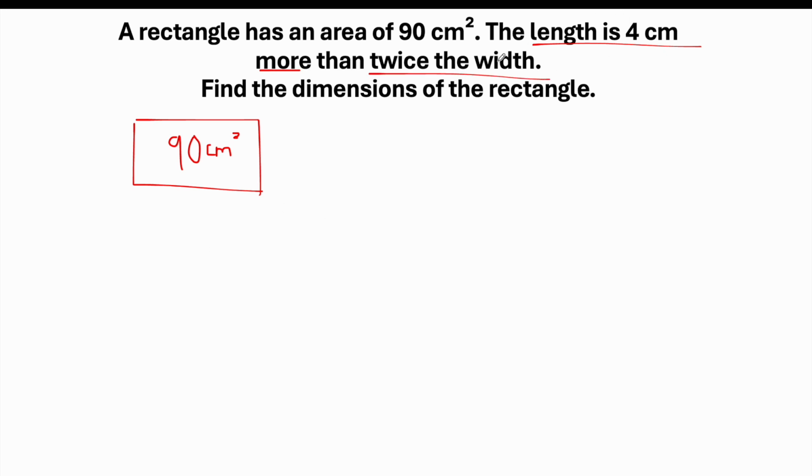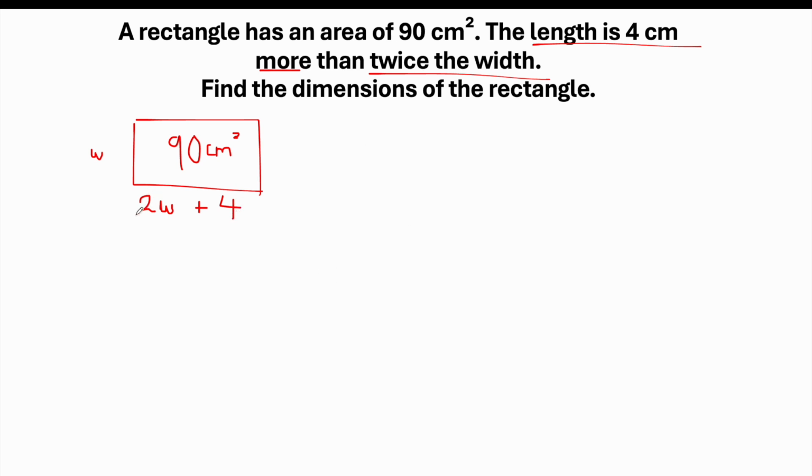Because the width has been defined as having a relationship to the length, we're going to use W throughout this problem, but you could use any variable. So the length, which is the longest side of the rectangle, is 2 lots of the width, twice the width, but 4 more than this. So let's have a look at the problem.